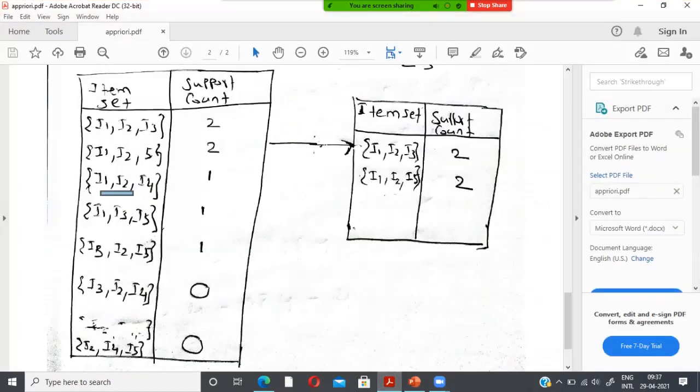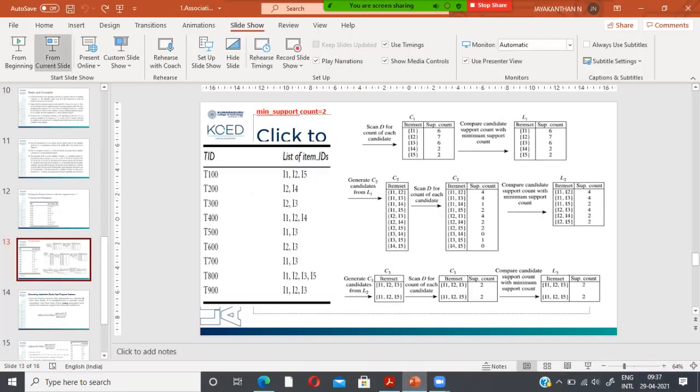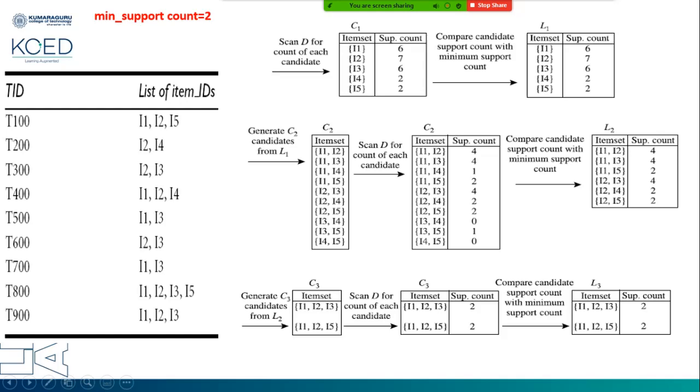So from this we have 1, 2, 3 and 1, 2, 5, which have the minimum support count 2, and they are selected here. A little explanation: from C3, compare the candidates with the minimum support count equal to 2. So these are selected for L3.